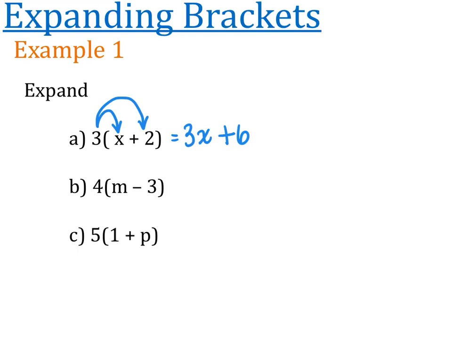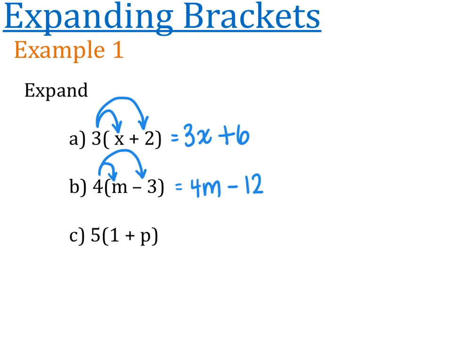Okay, the same idea happens in question B. We have to do 4 times by m, which is 4m. And then we have to do 4 times by negative 3, which is negative 12. So you do have to look at the signs. It's a positive 4 times by a negative 3, and that's why we get negative 12.